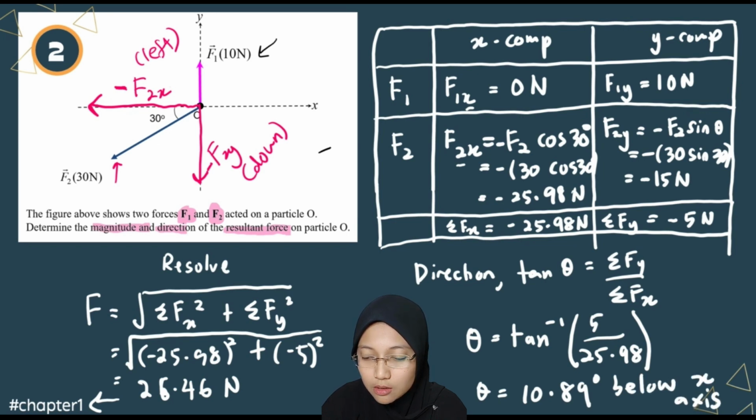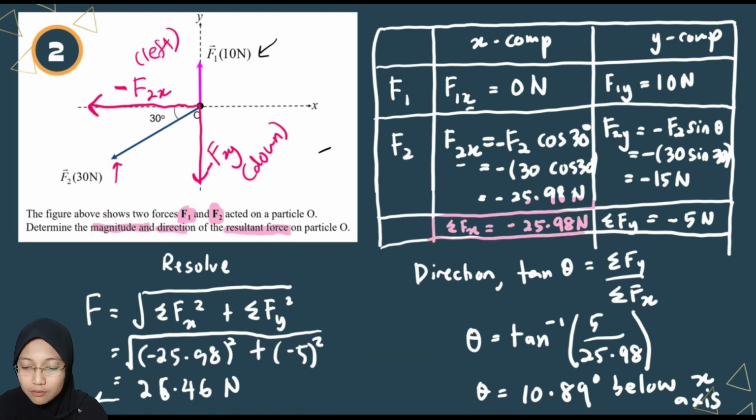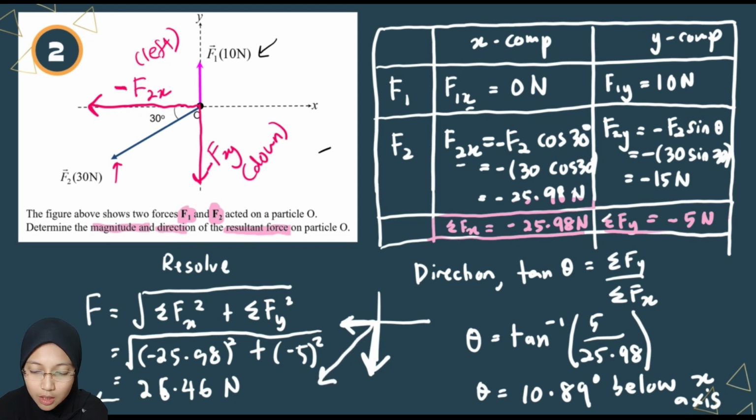So how do we know it is below the x-axis? Because your summation of Fy is negative for the resultant, and the summation of Fx is also negative. So the resultant force is at this position, downward. Your resultant is at this position, quadrant number 3.